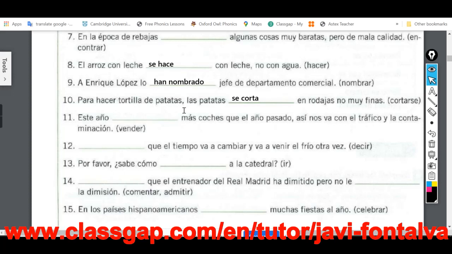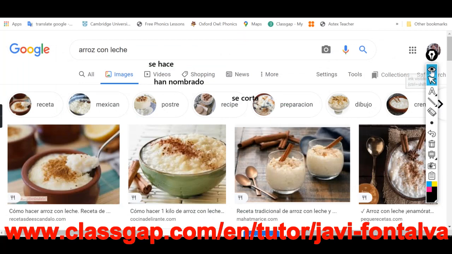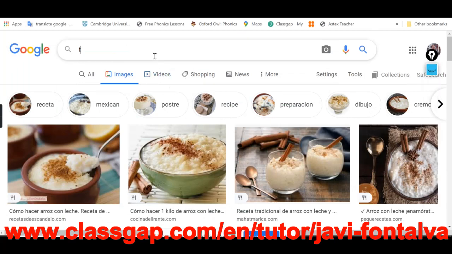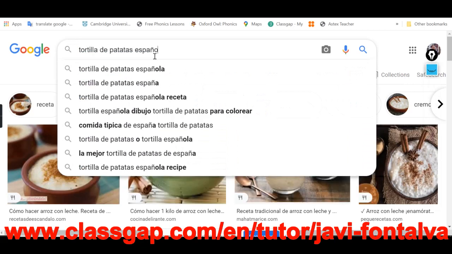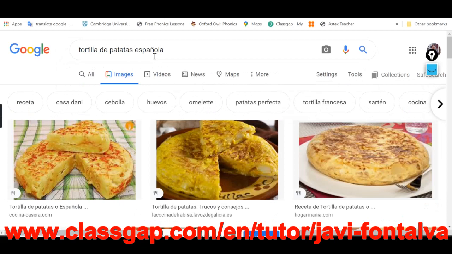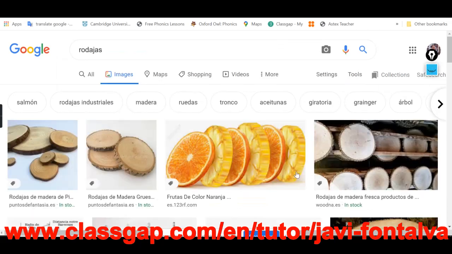I made it. Yeah, I love it too, actually. This is also one of my favorite tortilla de patatas españolas. I'm sure you tried this one before, right? And I mean, it's not that difficult. Basically, you have to slice like in rodajas, like this. So we call this rodajas.